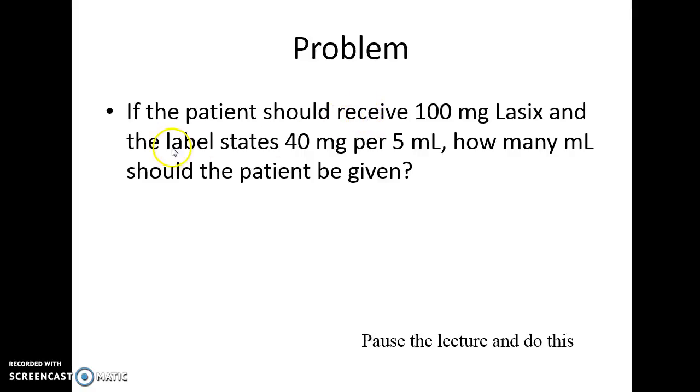So here's a problem for you to try. 100 milligrams of Lasix for the patient, and the label states 40 milligrams per 5 milliliters. How many milliliters do you give the patient? Pause the lecture and do it.